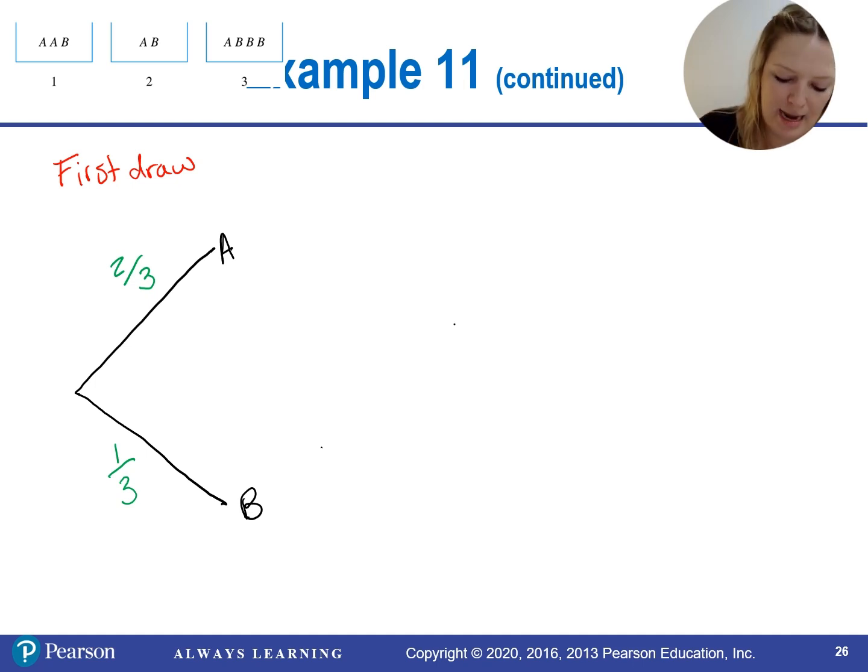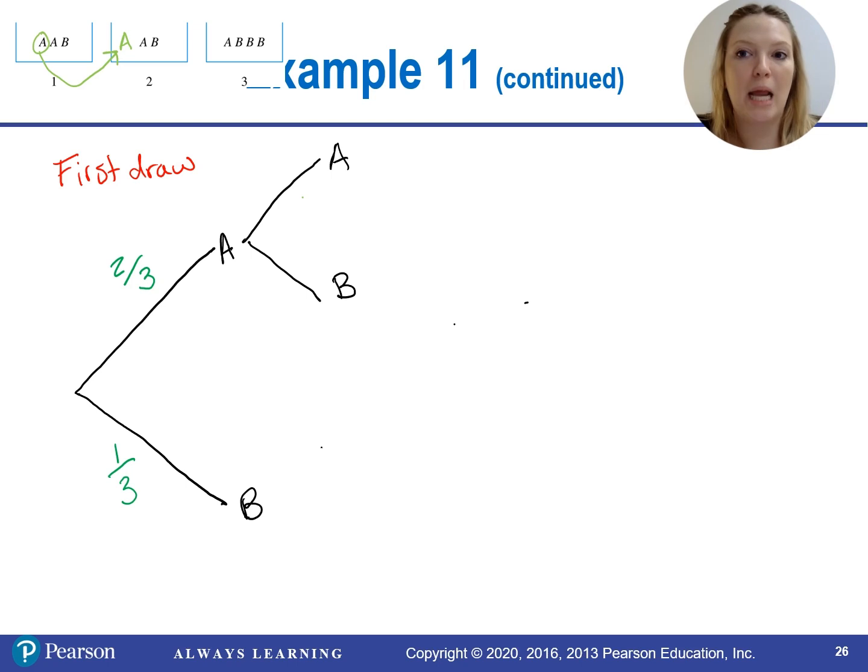If we draw an A from the first box and move it to the second box, now we have 2 A's and a B in the second box. So when we draw from the second box, we have either an A or a B. But since we drew an A from the first box and moved it to the second box, now the probability of getting an A in the second box is 2/3, and the probability of getting a B in the second box is 1/3.